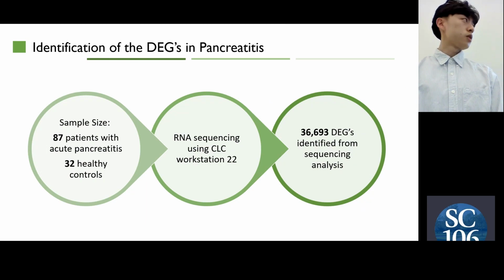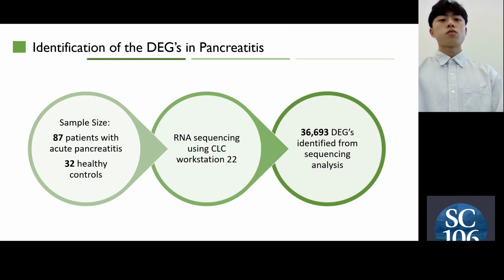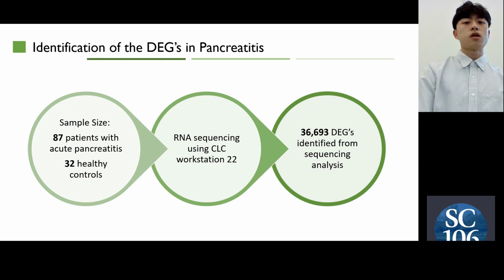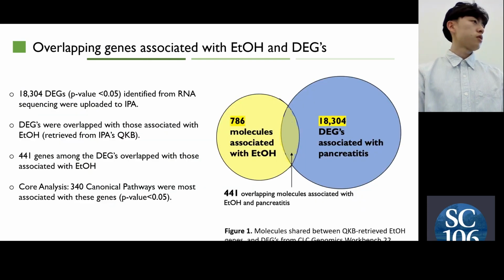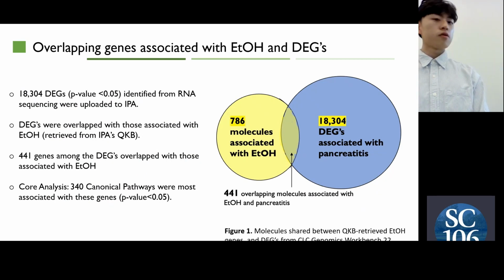Once again, the sample size was 119 patients: 87 had acute pancreatitis and 32 were healthy controls. They were analyzed with RNA sequencing, and about 36,700 DEGs were identified from the sequencing. Of those, about half of the DEGs were changed with a p-value less than 0.05, so that's what we kept for further study.